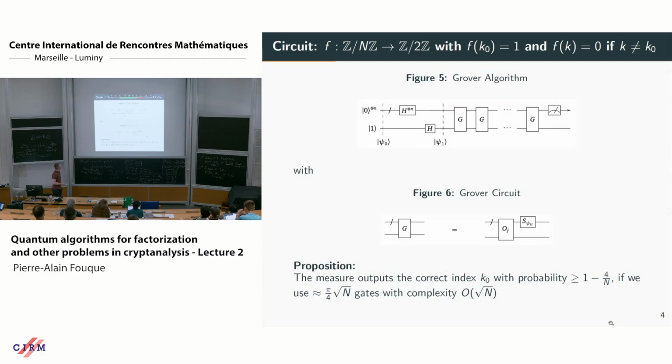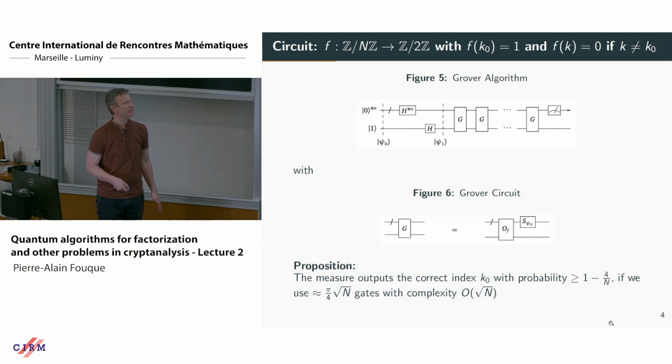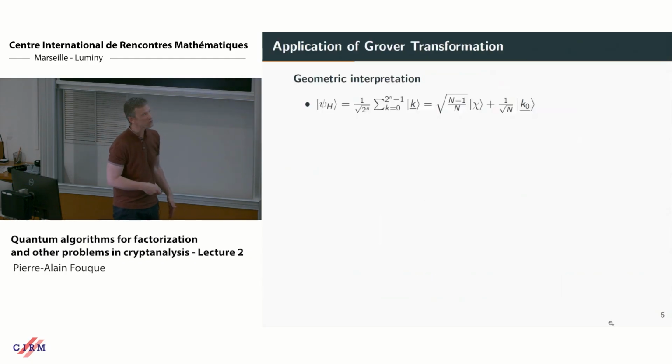And in fact, we need to apply it a square root of capital N times. Here capital N is, in fact, 2 to the small n. And with this probability, we are able to recover the index. As we will apply it with n very, very large, this probability is very close to 1. If you want to stop before, you can, but the probability will be less.